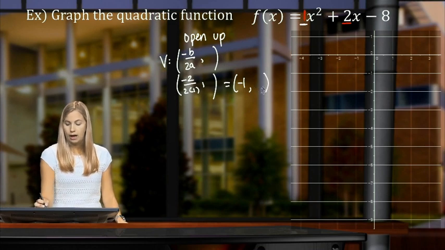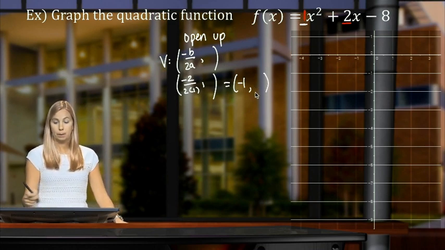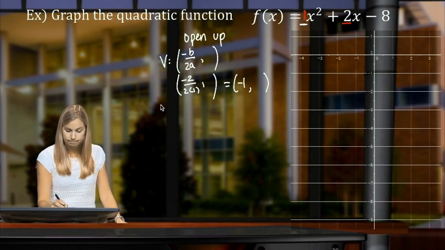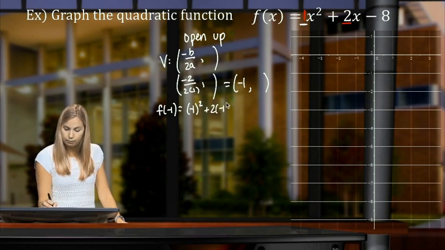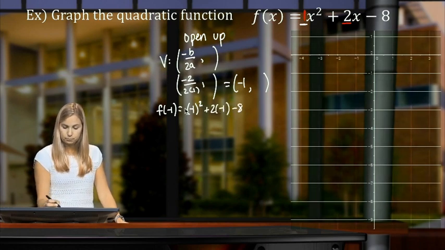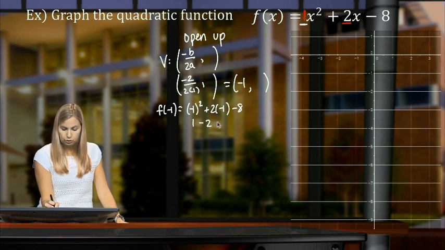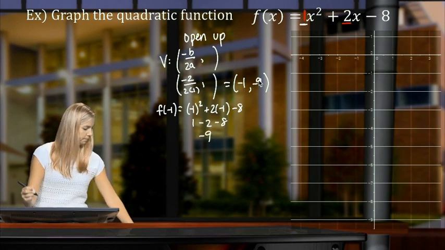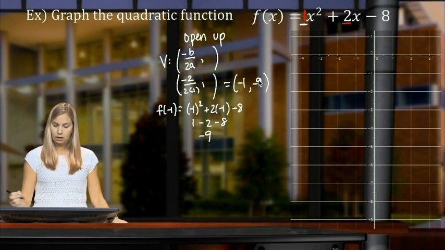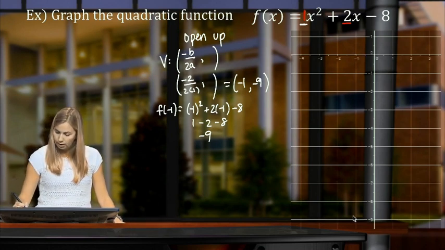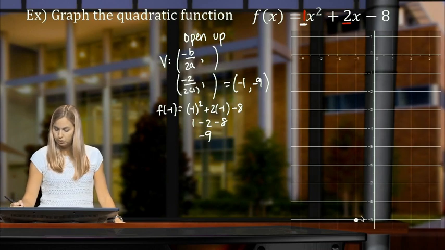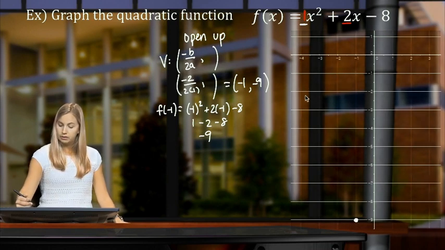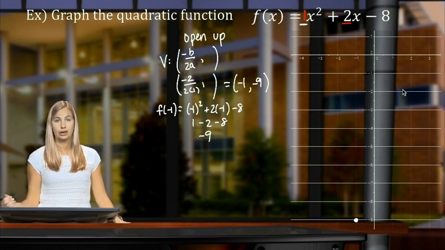And to find the y value, I'm going to take that value of negative 1 and plug it into my function. So we have negative 1 squared plus 2 times negative 1 minus 8. This is 1 minus 2 minus 8, or negative 9. So my vertex is at negative 1, negative 9, all the way down here. And I know that my graph is going to open up like this, if you can see my cursor.